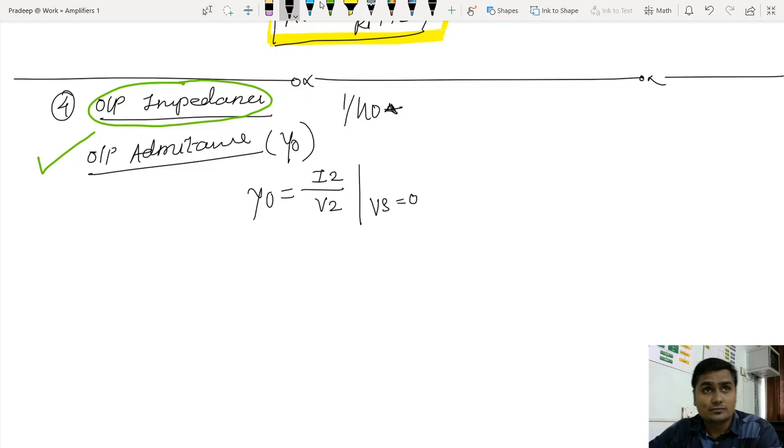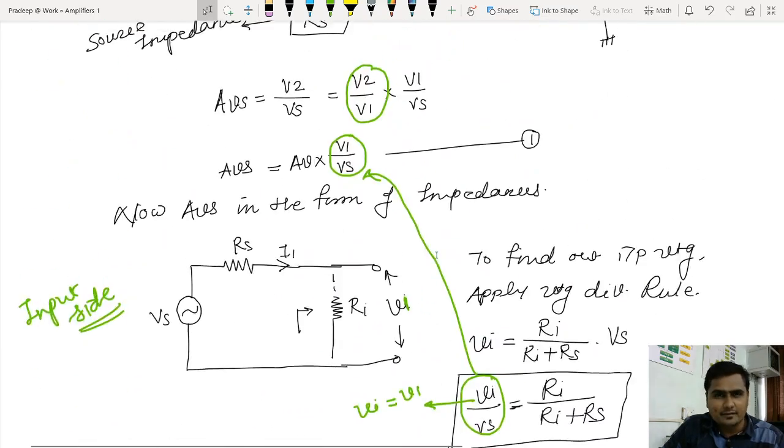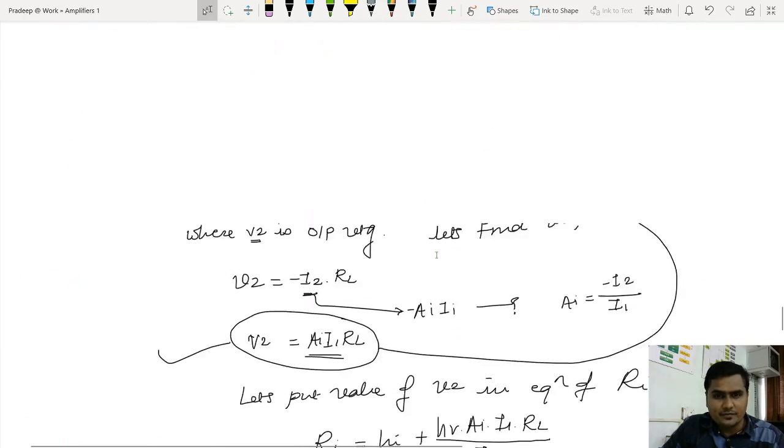Vs means source voltage, so obviously source must be 0. Now you remember the equation that we have written while calculating gain, that is current gain.